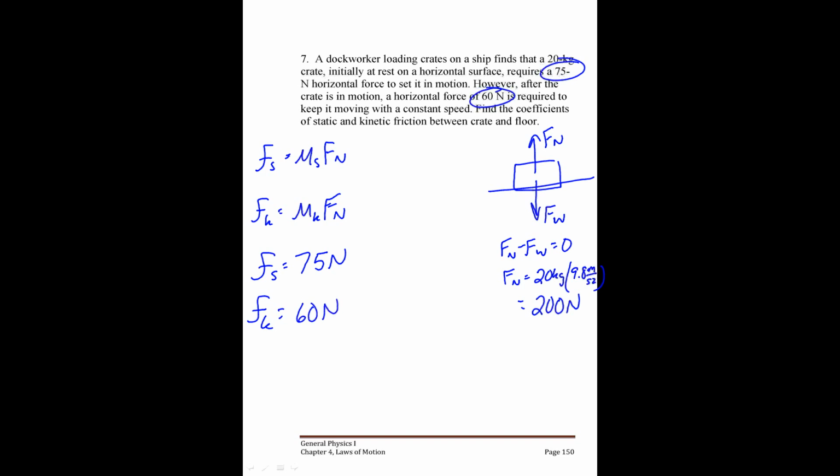Now I just solve each of these for mu s and mu k. Mu s is equal to Fs over Fn. That is 75 over 200. Notice the units cancel out. There are no units for coefficient of static friction or kinetic friction. That's equal to 0.4. And then mu k is 60 over 200.